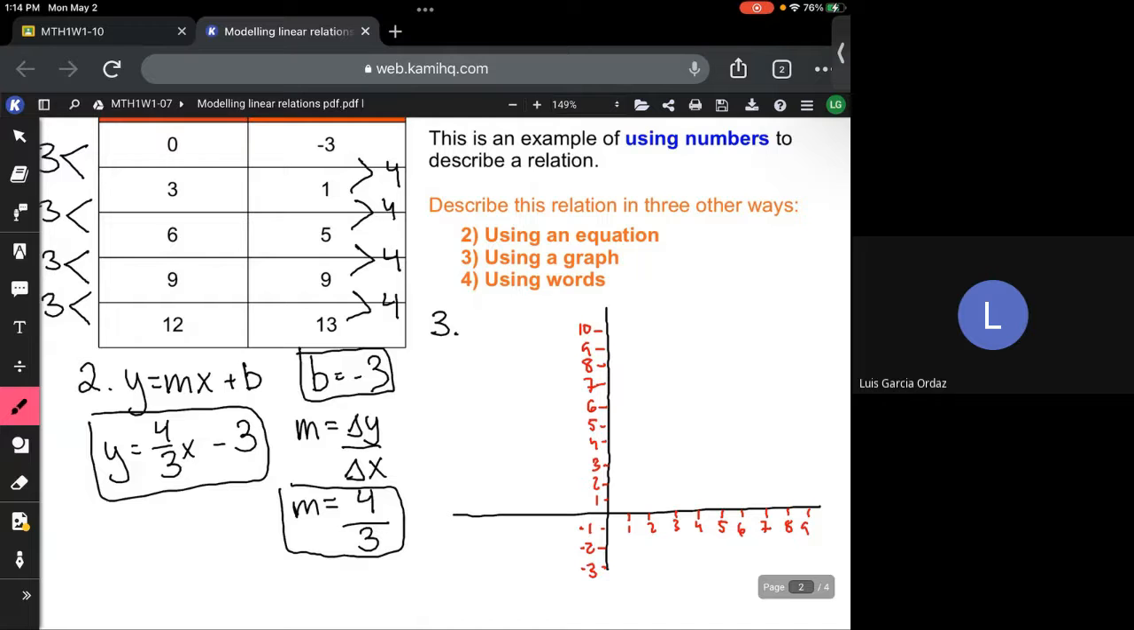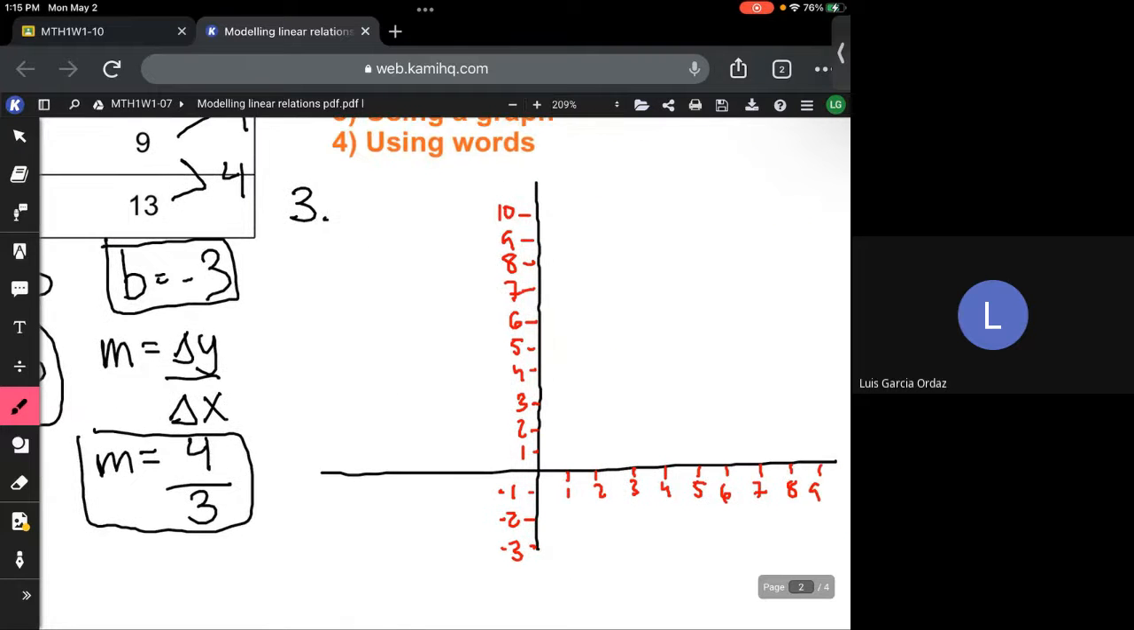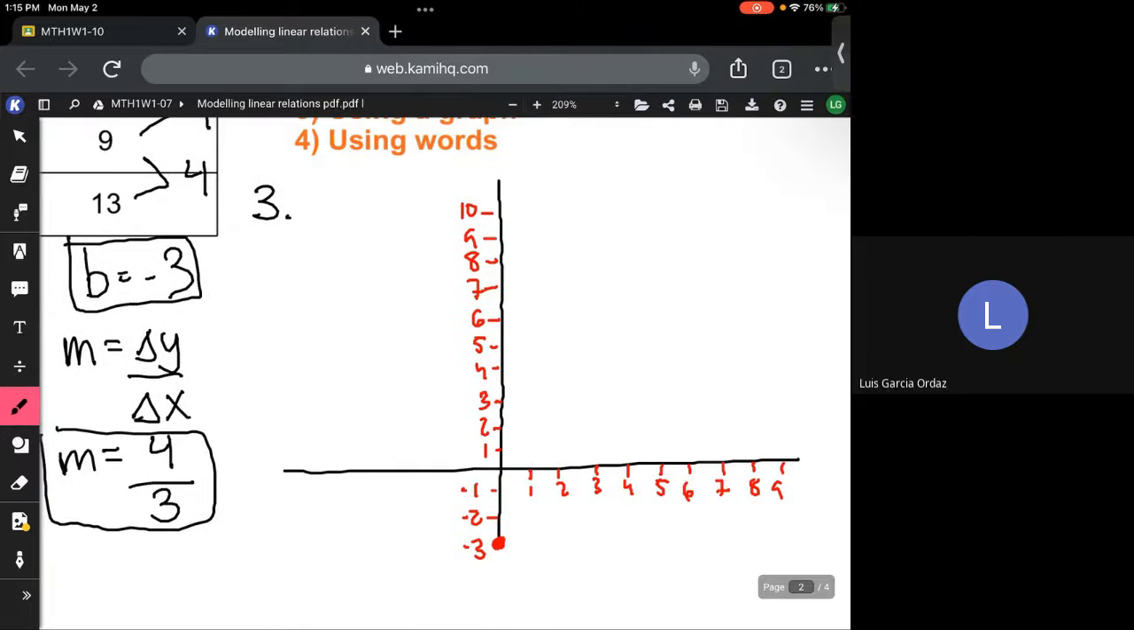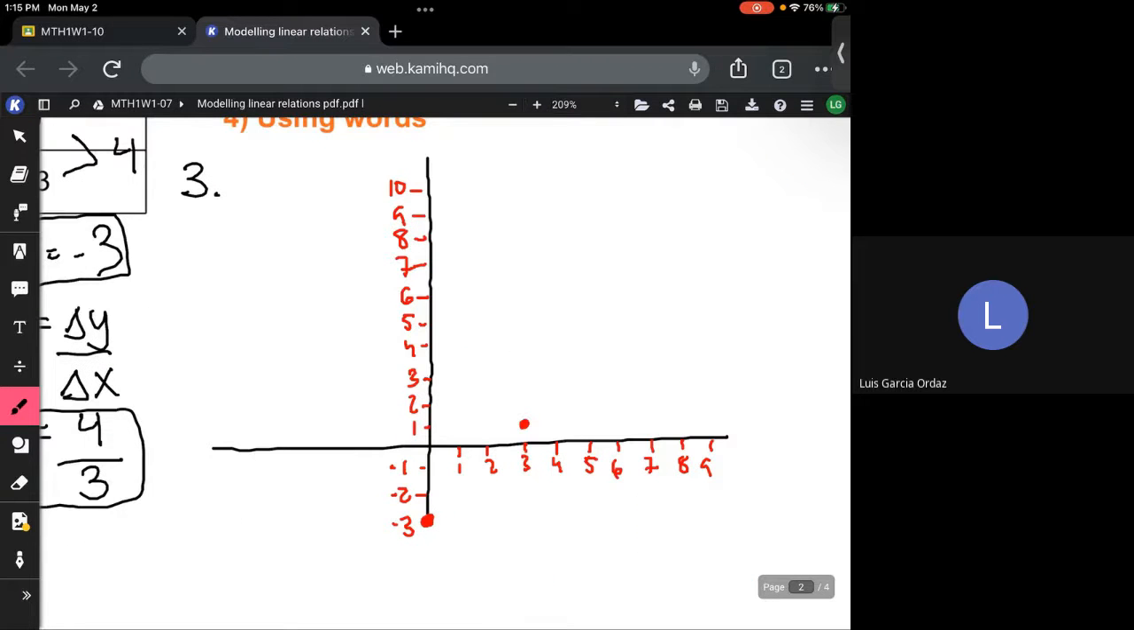Okay, so like I said, my first point is (0, -3), which is going to be right over here. Can someone tell me what my next point is using the table of values on your sheet? Matthew? 3 and 1. Perfect. Someone else next. Austin? 6 and 5. Perfect. 6 and 5.